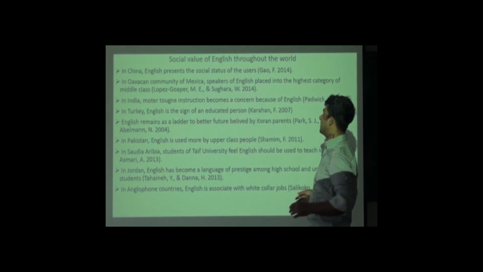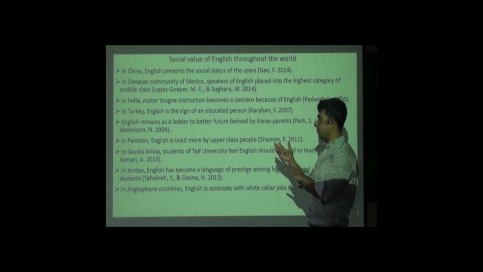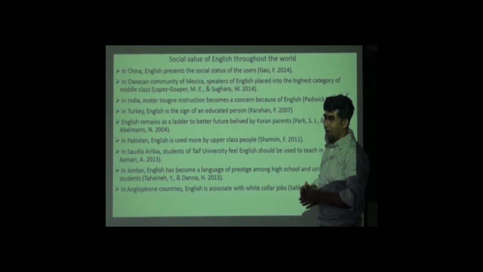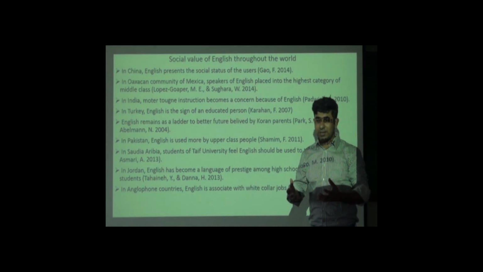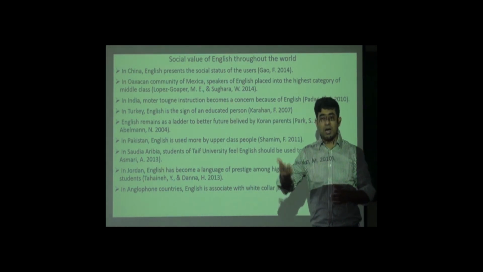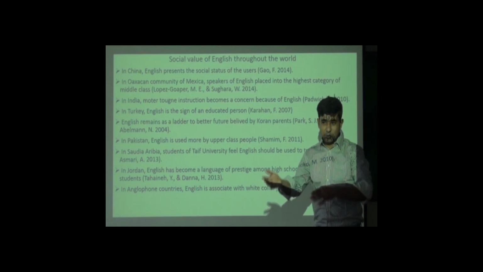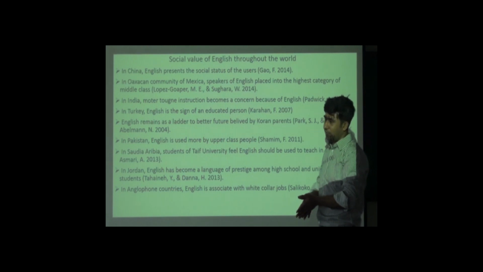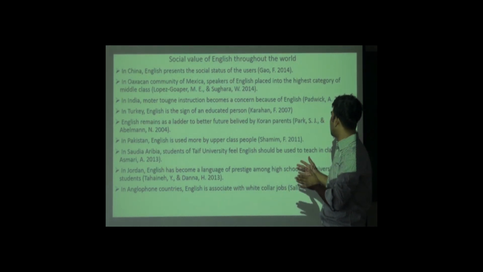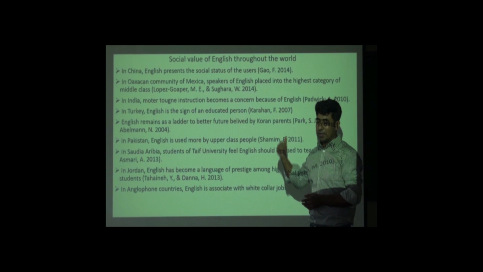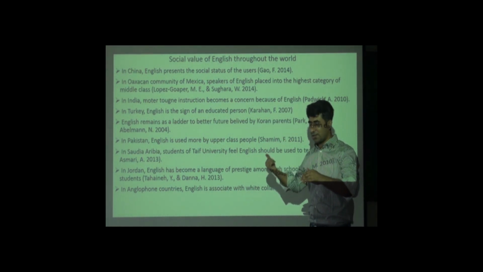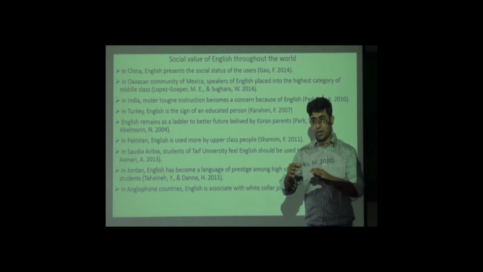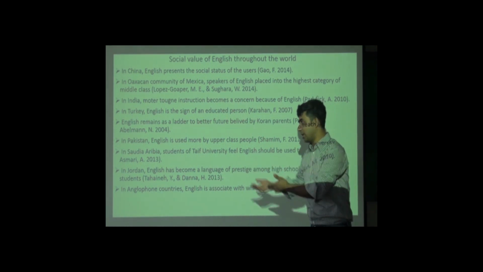Social value of English throughout the world. In China, what it shows is that English represents the social status of the users. Someone who knows English in China, for example, is thought to be from the upper class. That's what the literature shows other people think. In the Mexican community of Mexico, speakers of English are placed into the highest category of the middle class. So in that community, someone who knows English is thought to be from the upper class, upper middle class anyway.